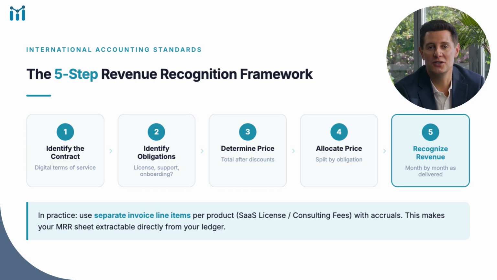Practically, in your bookkeeping, you should invoice and book these items individually using separate product numbers or items. For example, use one product item for SaaS licenses and another for consulting fees. Thereafter, ensure that your invoices are booked with accruals. This division and accruing the invoice makes it easy to extract the data you need for your MRR sheet later. This granular setup is what ensures your metrics are always audit-ready and easy to use.